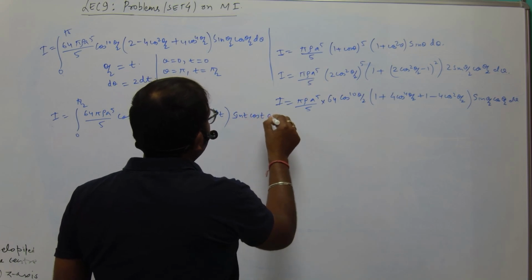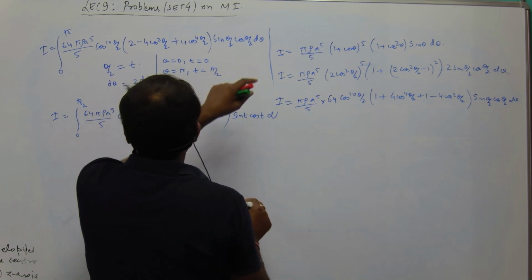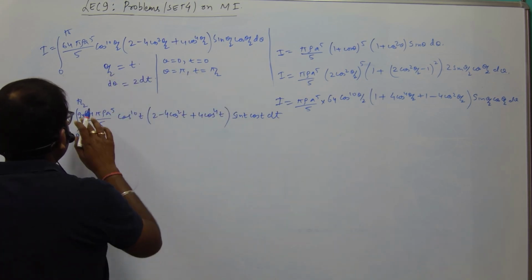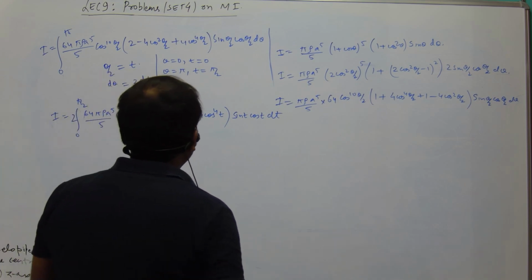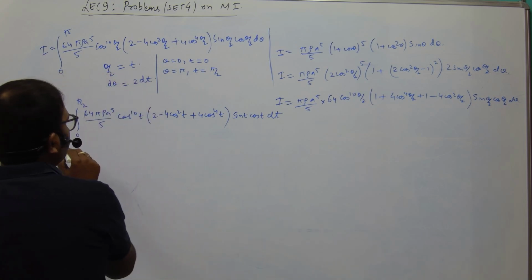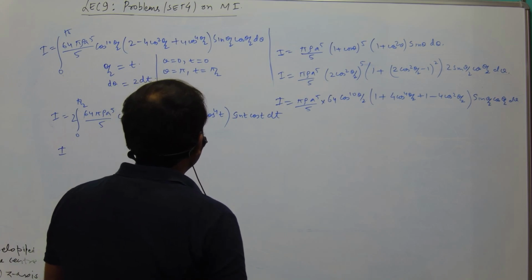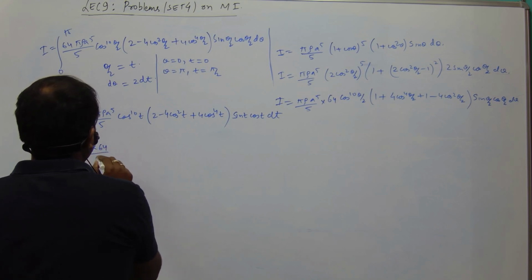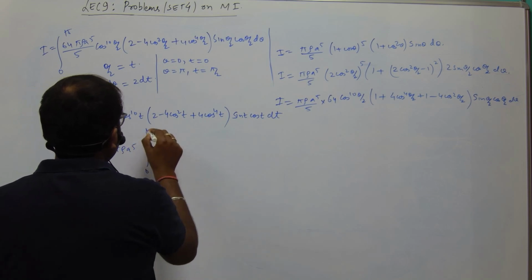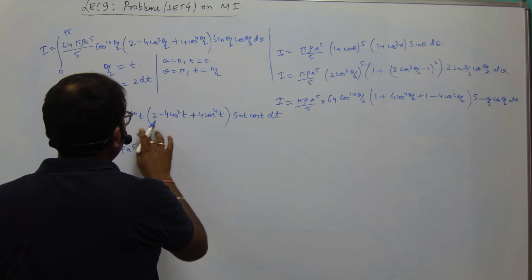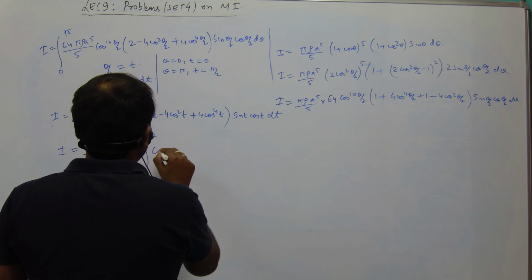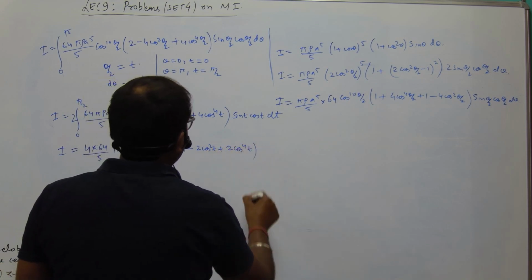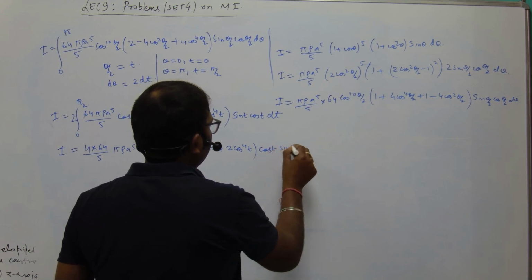cos t into d theta, where d theta is equal to 2 times dt. So we can take 2 out, and from here 2 is also out, so I is equal to 4 times 64 upon 5 pi rho a^5, integral from 0 to pi by 2, cos 10t into 1 minus 2 cos square t plus 2 cos 4t into cos t into sin t dt.